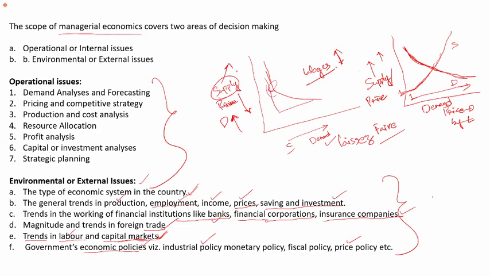Then at what price will both buyers and sellers compromise? This price, at which buyers are willing to buy and sellers are willing to sell, is called the market price.